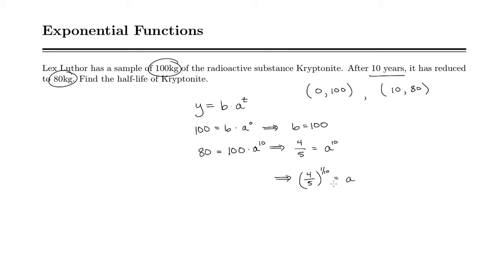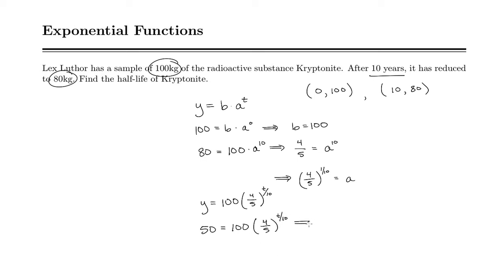Okay, so now I know my a and my b. So I know my function. I know y equals 100 times 4/5 to the 1/10, and then raised to the t. So I can actually put that t right there. There's my function. And I'd like to know my half-life. So I'd like to know, when do I end up with half of the original amount? So when is it going to equal 50? And then I solve for t.